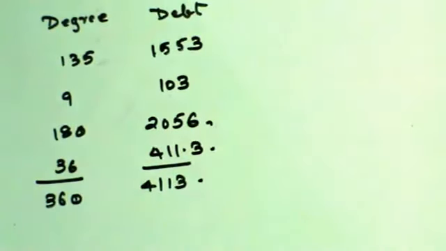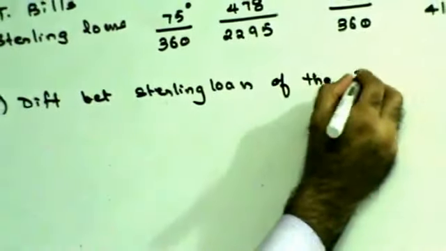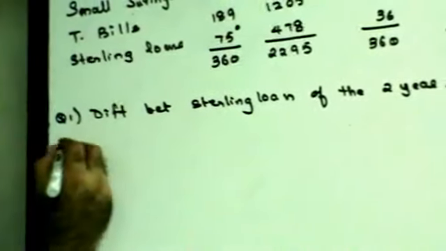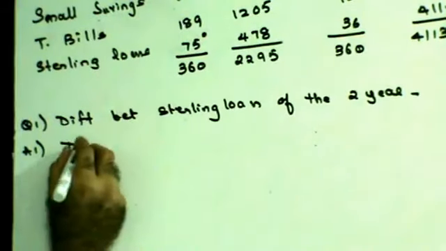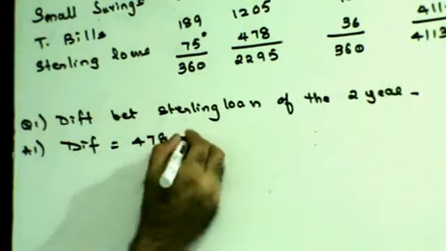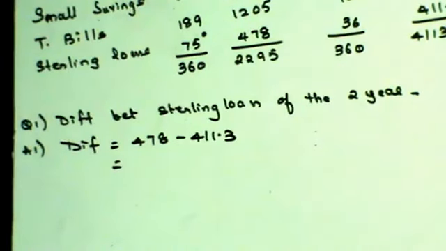Next, question 1. They've asked you what is the difference between the sterling loans of the 2 years. Very simple, straightforward. We have already calculated sterling loan. Sterling loan in 1980 is 478. In 1985 is 411.3. So you will get your difference approximately equal to 67. Right? Next, let's see the next question.